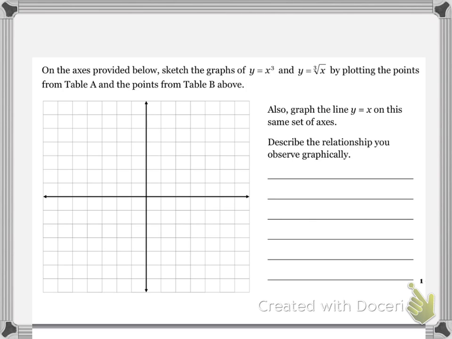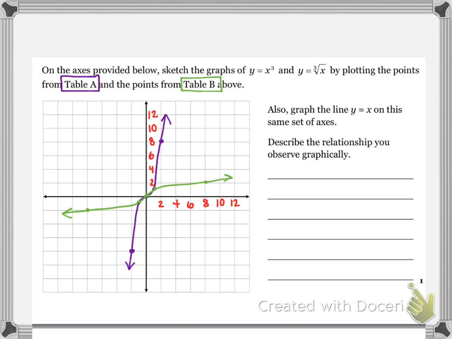So now I'm going to take the values from table A and table B and plot them and graph those two functions below. And I'm actually going to change the scale and count by 2 so that we can fit 2, -8, 2, 8 and the 8, 2, and so on. Okay, so here are the values from table A in purple, and the points from table B are graphed in green.